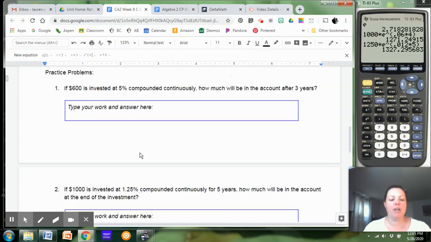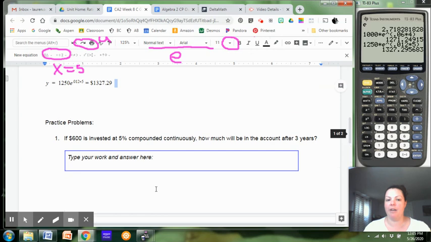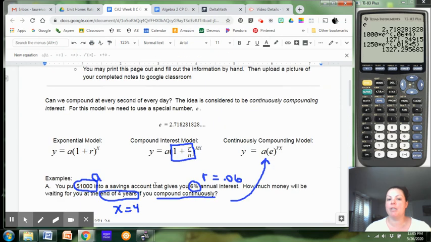So your next steps are to try the 2 practice problems on this document, and then you're going to go into Delta Math and you're going to finish our task for the week with practicing more of these problems that will kind of be randomly generated for you. So please read it carefully about how many times you're going to be compounding and all the different details about the percentages and things like that.